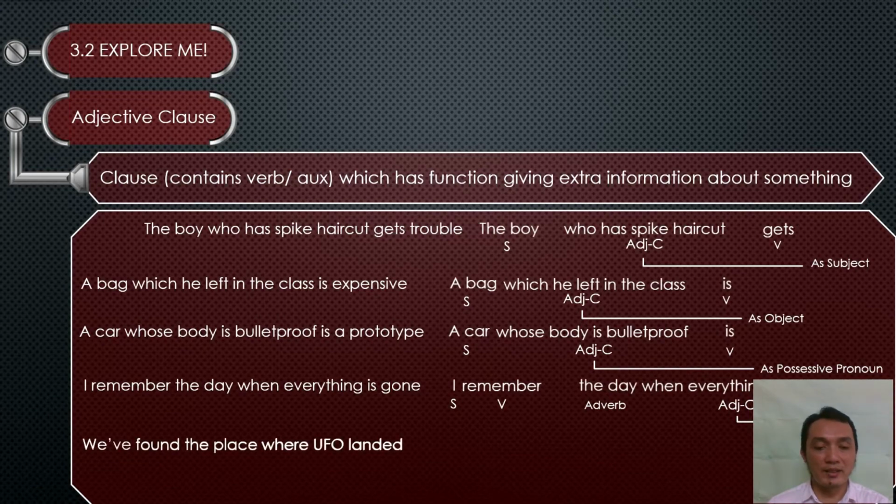The next, "we found the place where UFO landed." "We" is the subject, "found" is verb 3 because the sentence means that we have found. So this is called verb 3. And then "the place" is an adverb of place. "Where UFO landed" is an adjective clause as adverb of place, because "where" is a question word to ask about place.